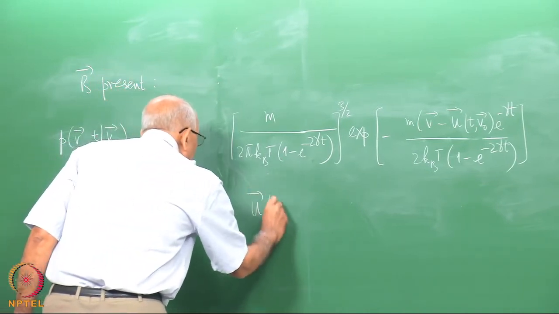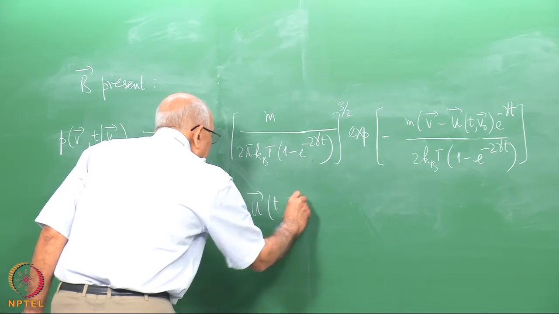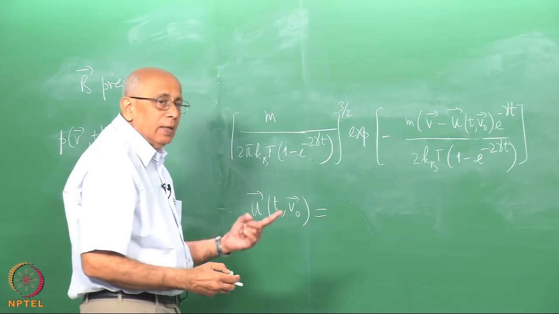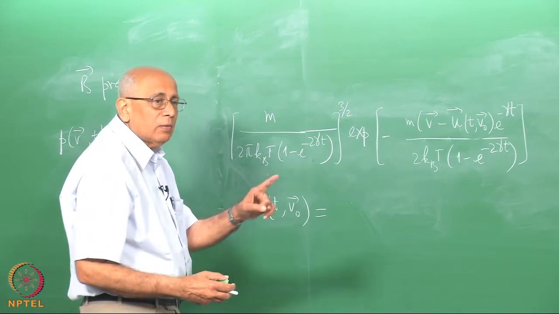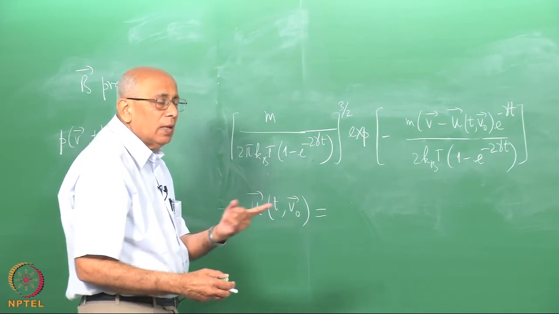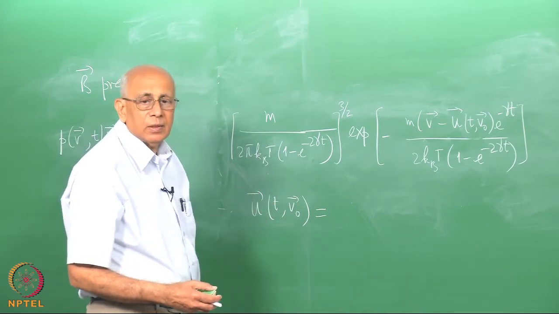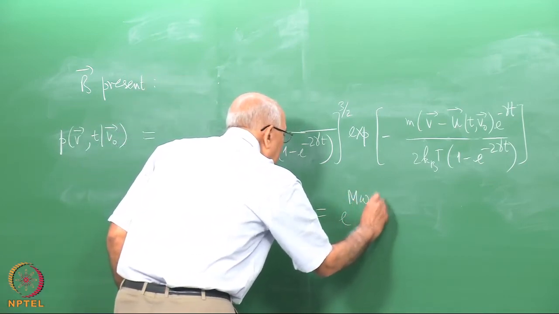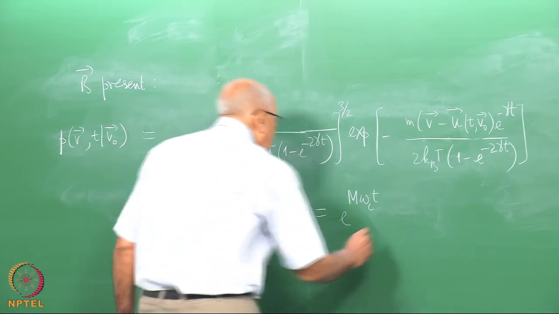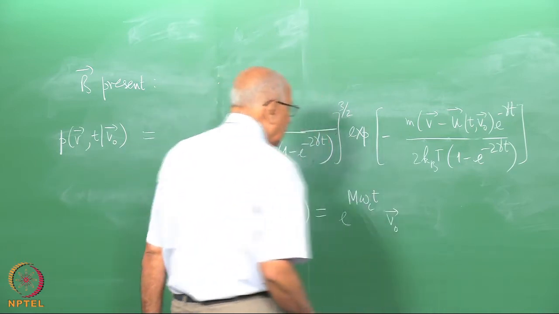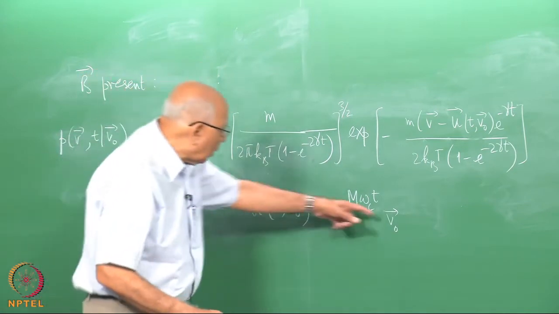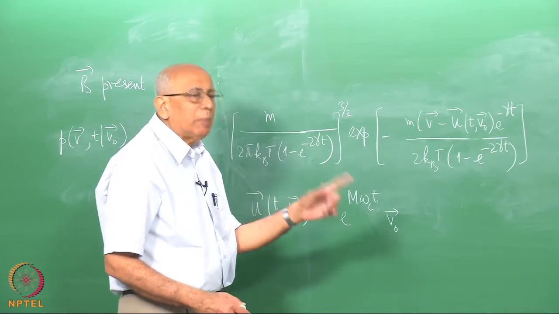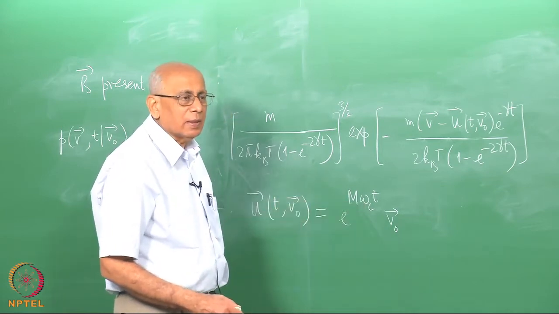And this u of t, v naught, at any instant of time, it is rotating round the direction of the field. It starts at v naught at t equal to 0 and precesses around the direction of the field. That comes about by e to the power m omega c t acting on v naught. Take this to be a column vector and take this rotation matrix, and since it is time dependent, there is a t dependence here, and that is it.